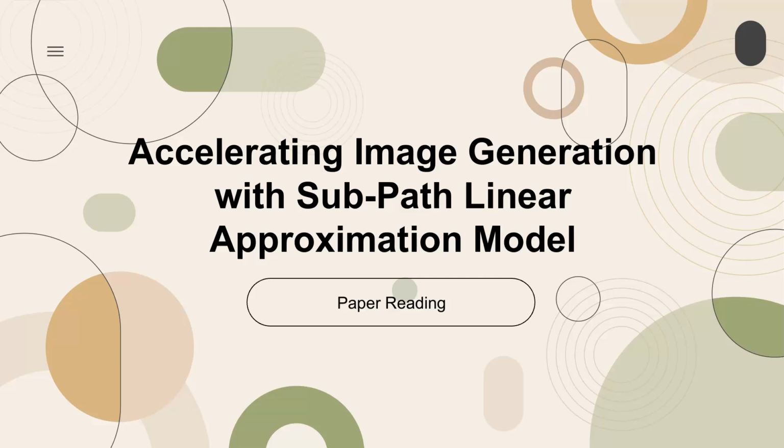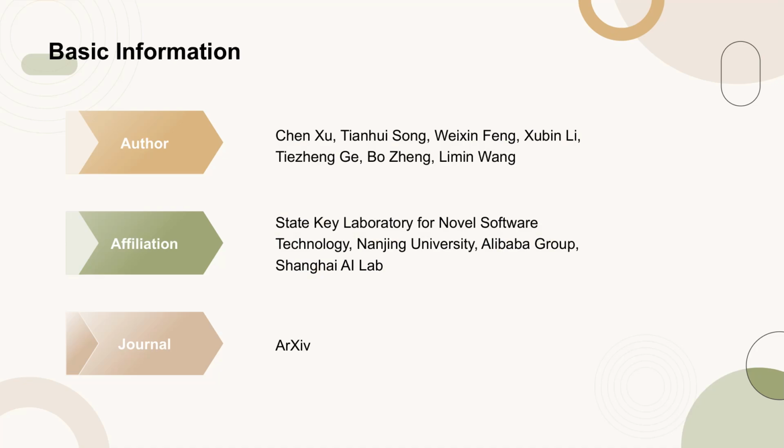Welcome to today's paper reading. Today's paper is titled, Accelerating Image Generation with Subpath Linear Approximation Model. This paper was published on arXiv by Chen and colleagues from Nanjing University and Alibaba Group.